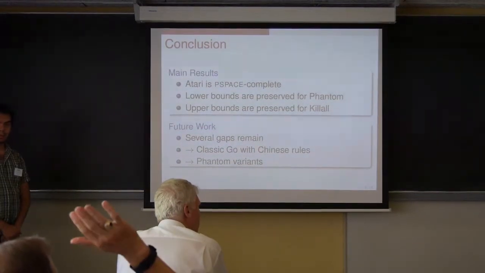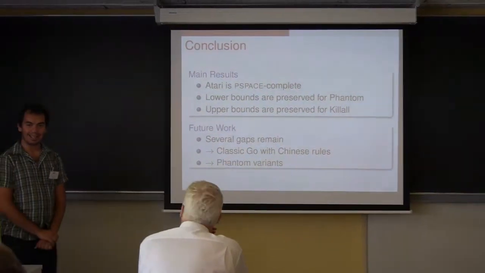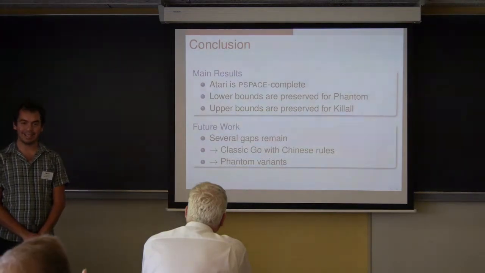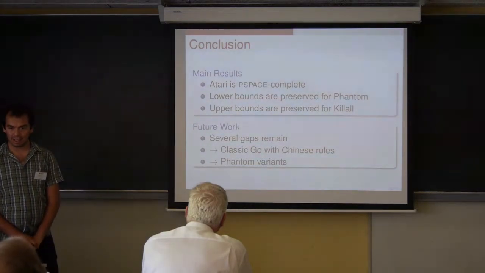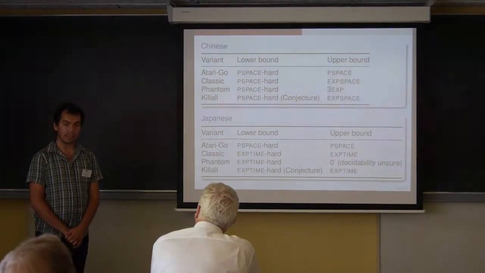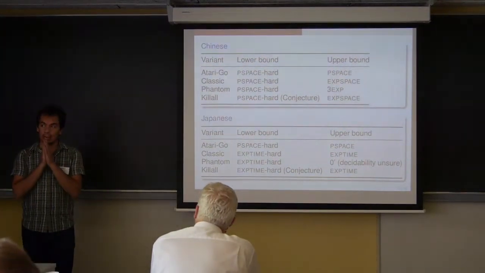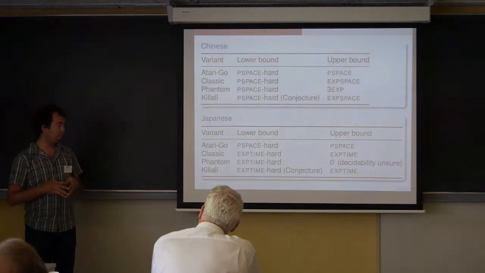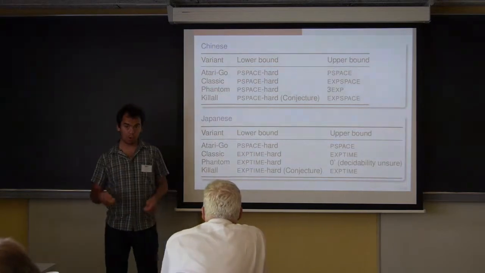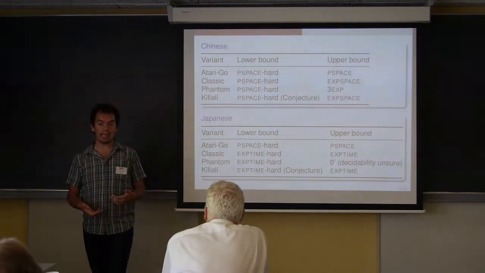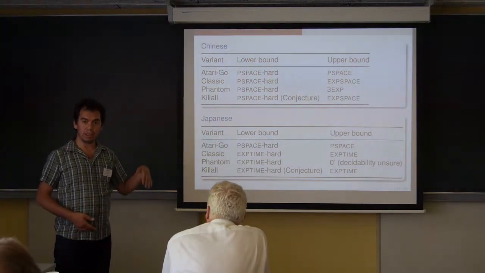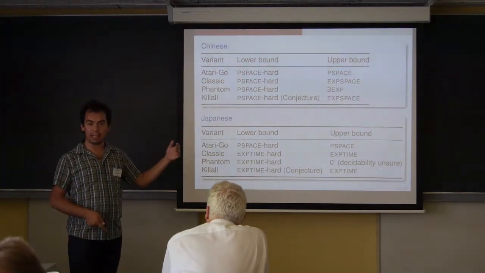Richard: Two quick questions, maybe quick. So did I understand correctly that the main difference between the complexity results for Japanese and Chinese rules is because of the superko rule? Yes, that is the real reason. The proof that this is EXPTIME-hard uses ko a lot, and we can't adapt it directly to Chinese because we cannot come back to the same position.